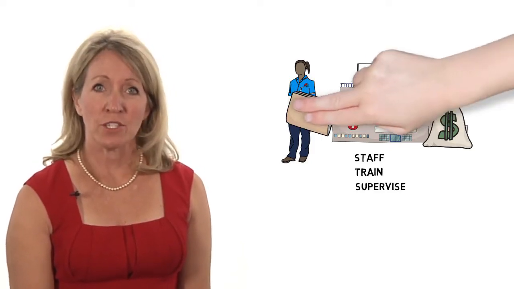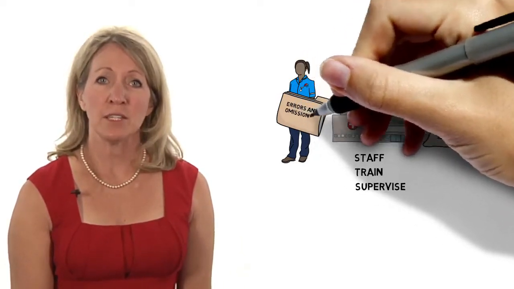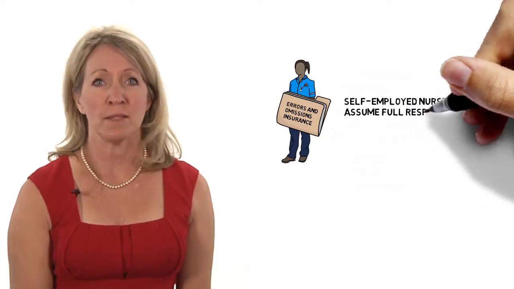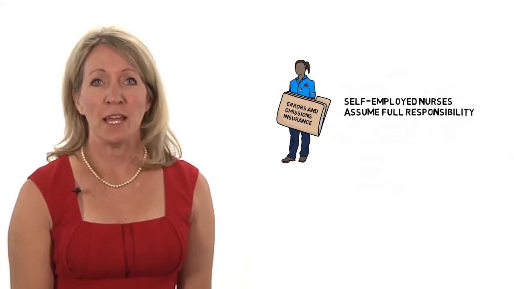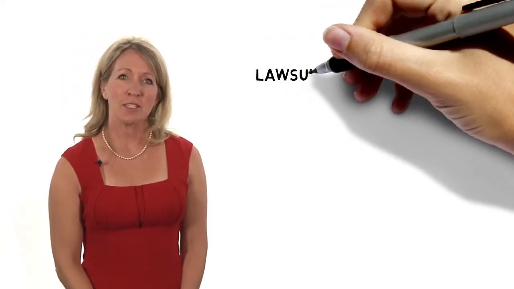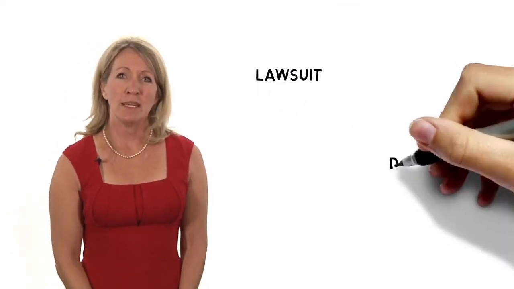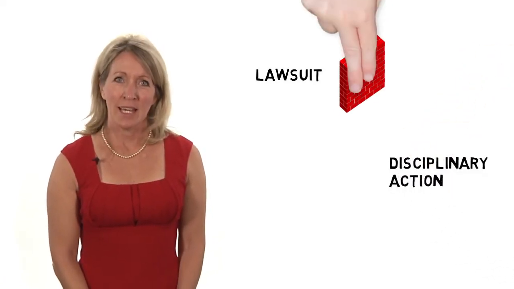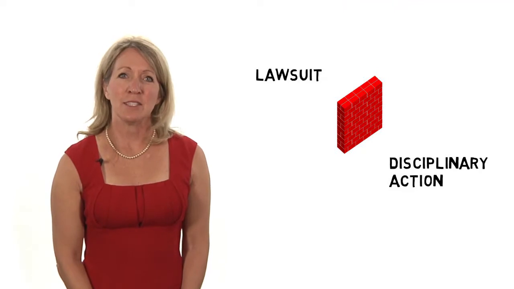Your professional association may provide errors and omissions insurance in the event of a lawsuit. Self-employed nurses must assume full responsibility for any damages, so they may be required to purchase their own insurance. It may also be helpful for you to know that lawsuits are typically separate and apart from any disciplinary action by nursing, regulatory, or licensing bodies. The expected outcomes of these two investigations are different.